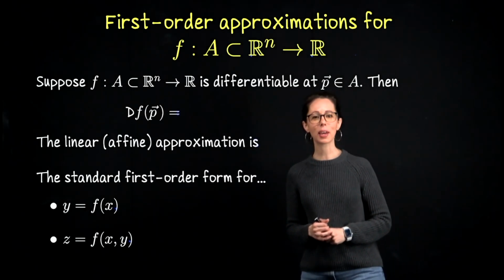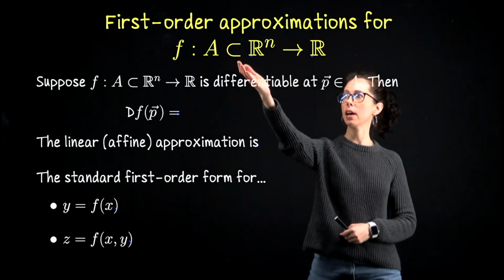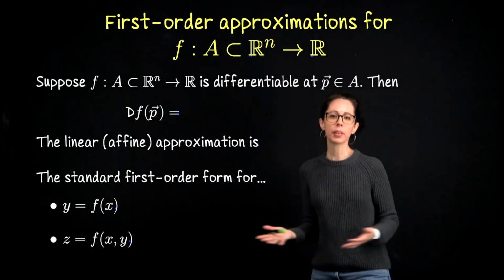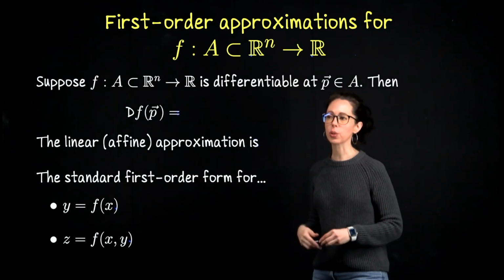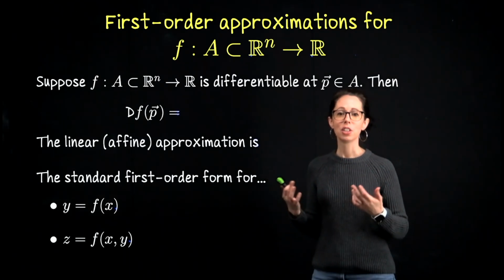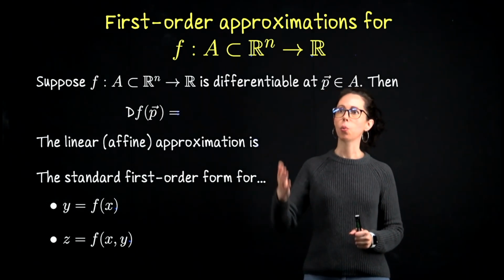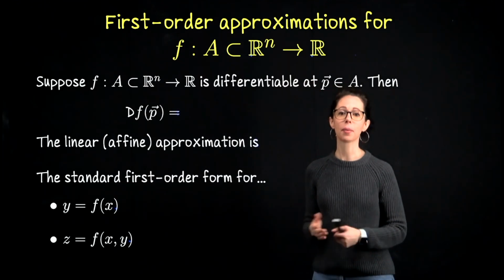This video is going to be a quick look at the first order approximation for real valued functions of n variables. This is something that you've worked with before if you've seen calculus, so I just want to tie it to our recent study of differentiation for functions from, generally speaking, Rn to Rm. Here we're looking at the specific case where the output is just a scalar.